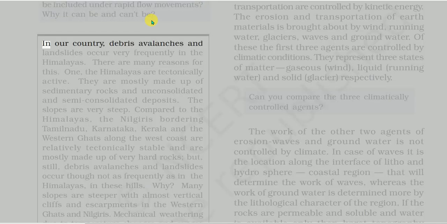In our country, debris avalanches and landslides occur very frequently in the Himalayas. There are many reasons for this. 1. The Himalayas are tectonically active. They are mostly made up of sedimentary rocks and unconsolidated and semi-consolidated deposits. The slopes are very steep.